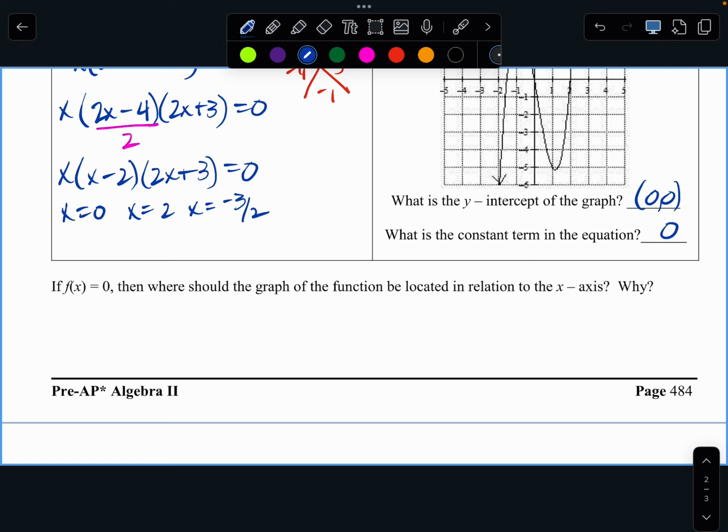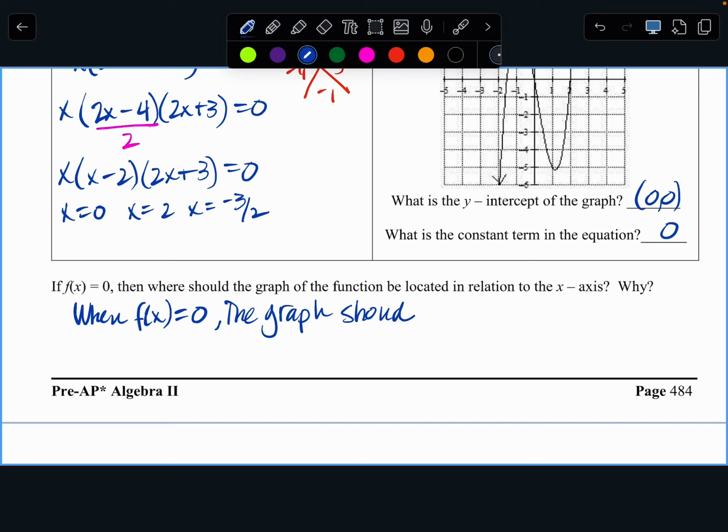Well, this is something that we already know. We've done this with every single function we've dealt with, and it's no different with polynomial functions. So we know that when f of x equals 0, that means that y equals 0. So the graph should be on the x-axis.